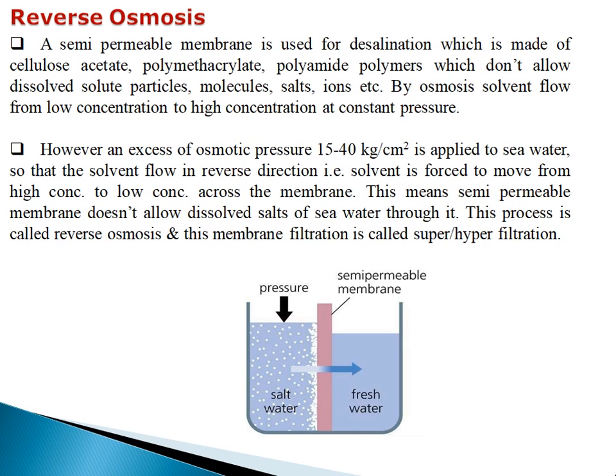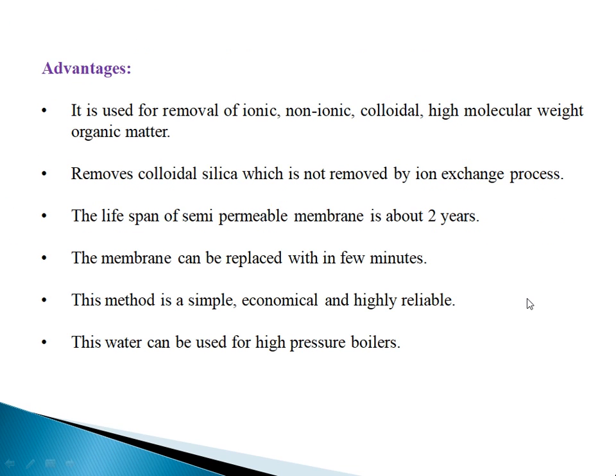By applying an osmotic pressure of 15 to 40 kilograms per centimeter square to sea water, the solvent flows in the reverse direction, that is, the solvent is forced to move from high concentration to low concentration across the membrane. This means the semi-permeable membrane does not allow dissolved salts of sea water through it. This process is called reverse osmosis, and the membrane filtration is called ultrafiltration or hyperfiltration.